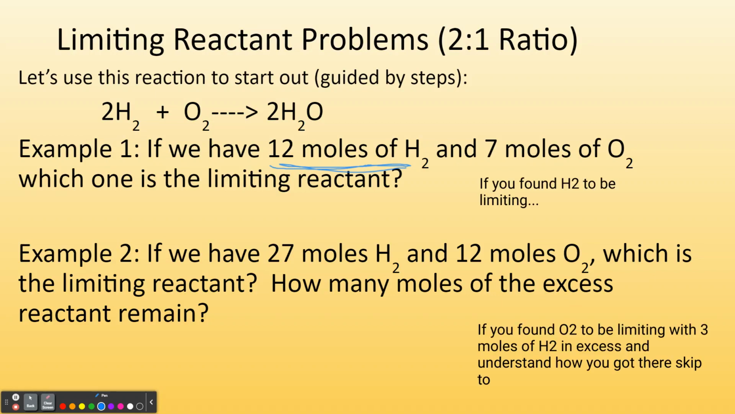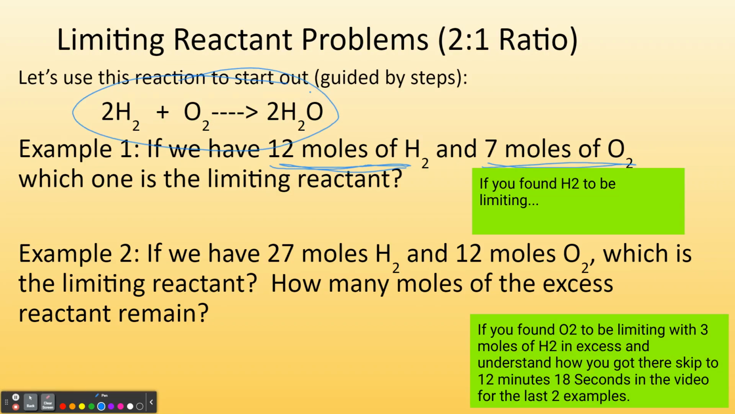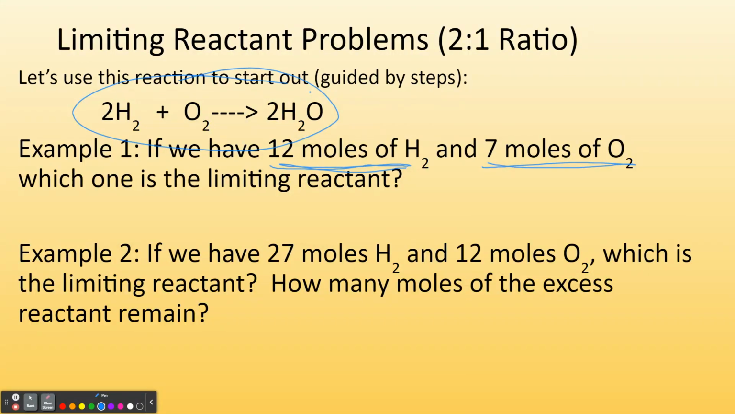We have 12 moles of H2 and 7 moles of O2. This is our balanced reaction because we have 2 times 2, 4 hydrogen, and 2 oxygen, 2 oxygen. So our reaction is balanced. Now we can compare them. It doesn't matter which one you start with. You can kind of take an educated guess as to which one is going to run out first. We've got 12 moles of H2.